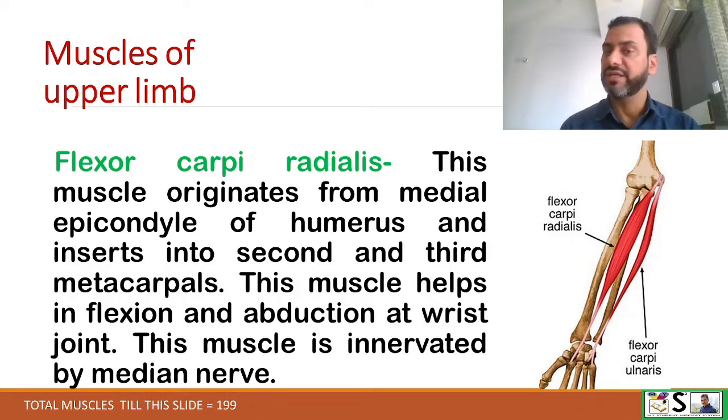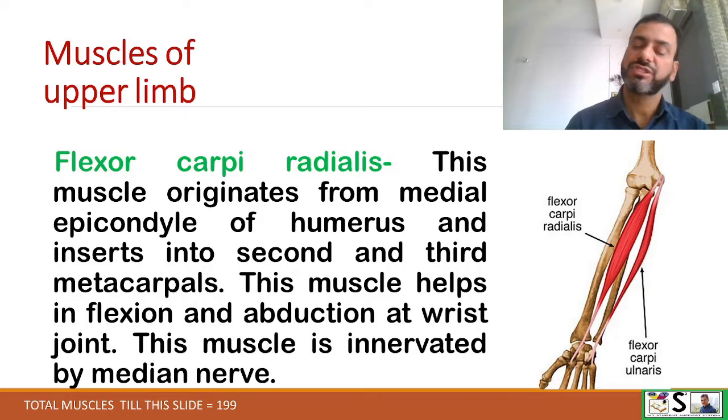Flexor carpi radialis. This muscle originates from the medial epicondyle of humerus and inserts into second and third metacarpal. This muscle helps in flexion and abduction at wrist joint. This muscle is innervated by median nerve.